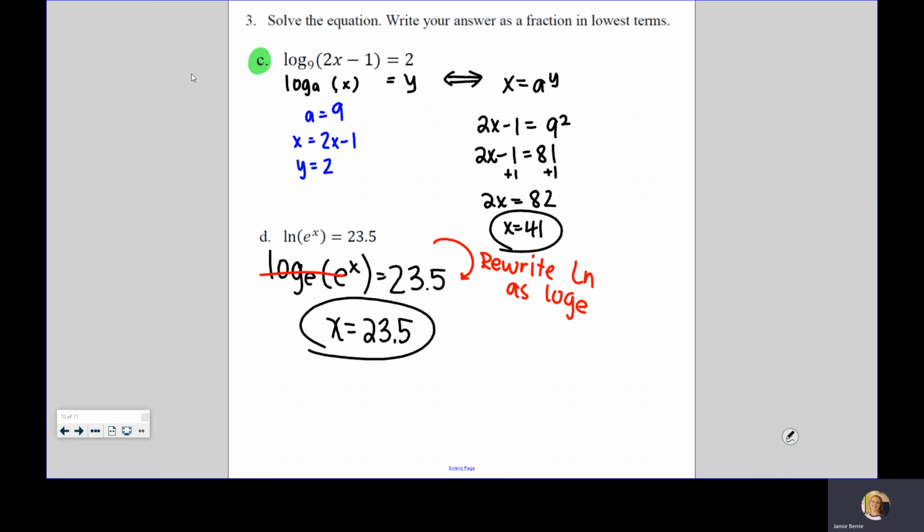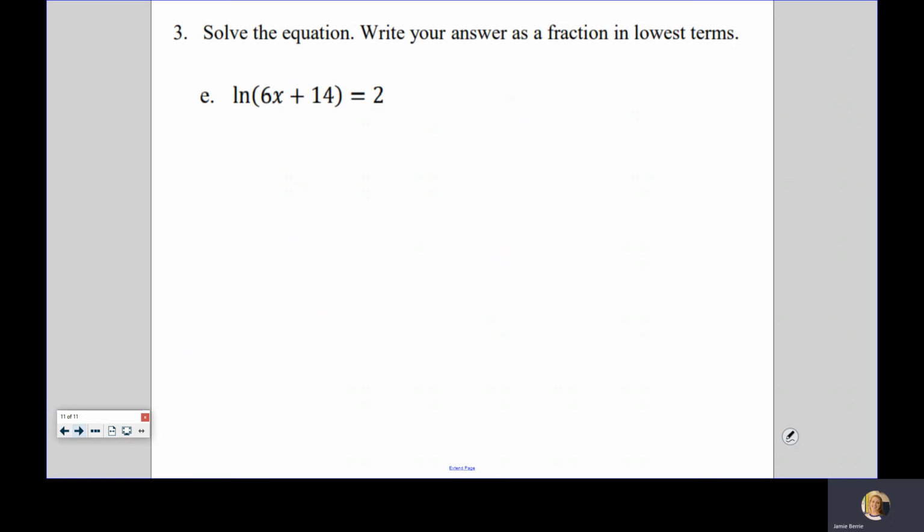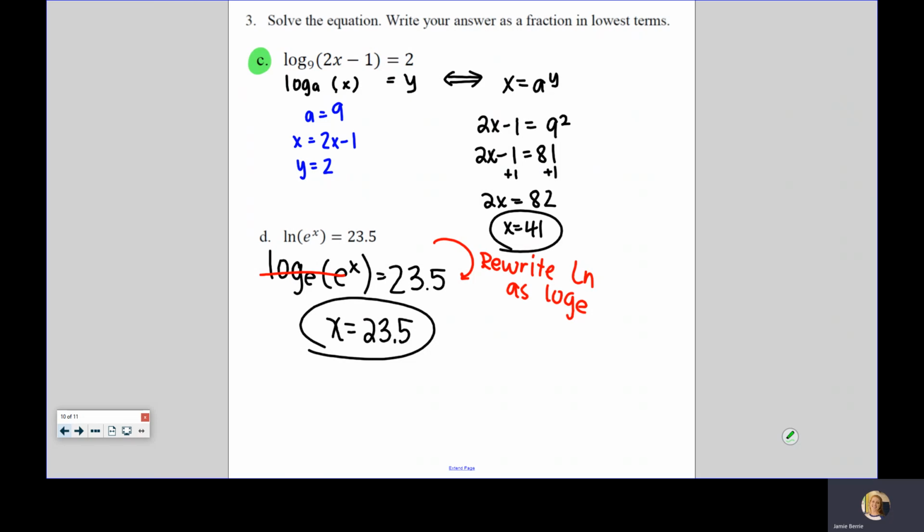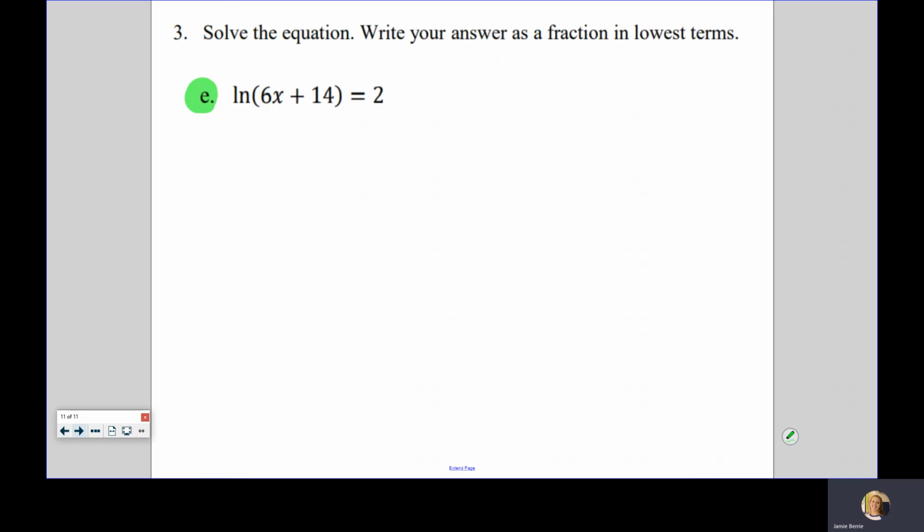Okay. We have one more. And I like this one too. I like this one for the test also, so we'll highlight it. We have natural log of 6x plus 14 equals 2. This one's kind of a mix of C and D. So again, the first step, we look at this, we see, okay, this is in logarithmic form. All we need to do is just rewrite ln as log base e. And then we can convert it over to exponential form using our definition of logarithm.